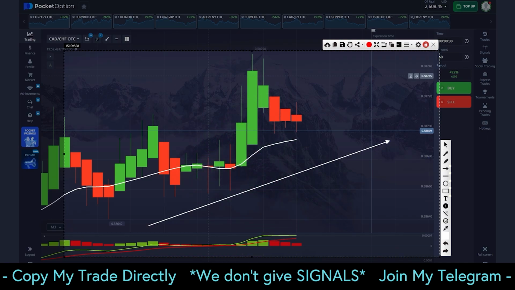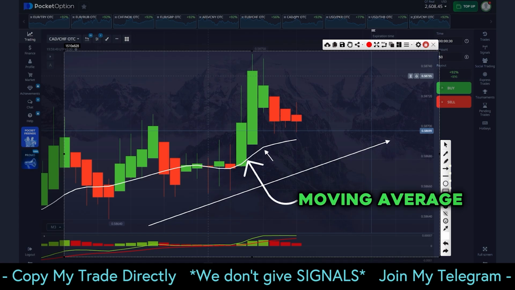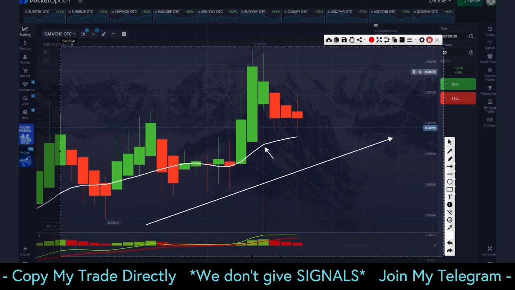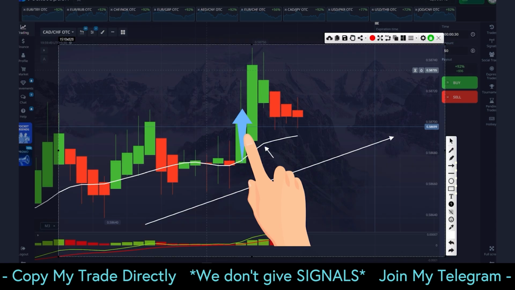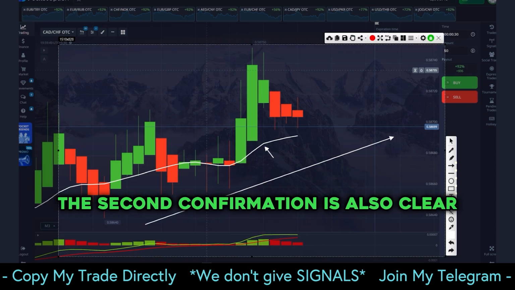We are going to take the second confirmation from this line, and this line is the moving average line. If we are practicing for up, then the candles that are formed should be formed above this, as you can see that the candles are forming above this. The second confirmation is also clear.